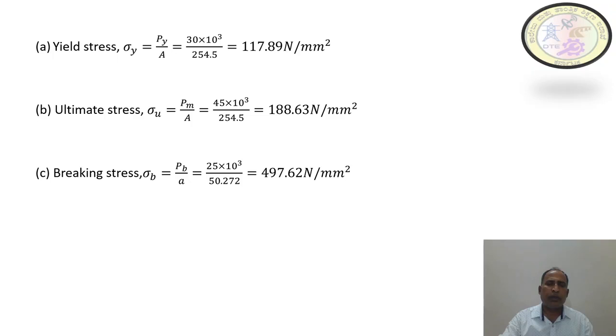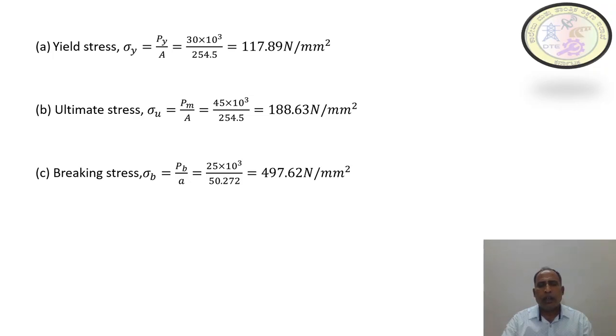So therefore sigma b is equal to Pb by a, that is equal to 25 into 10 raised to 3 Newton by 50.272 mm square, that is equal to 497.62 Newton per mm square. You observe the values of the ultimate stress and breaking stress. Here we have used the final area, that is neck area, to calculate the breaking stress.